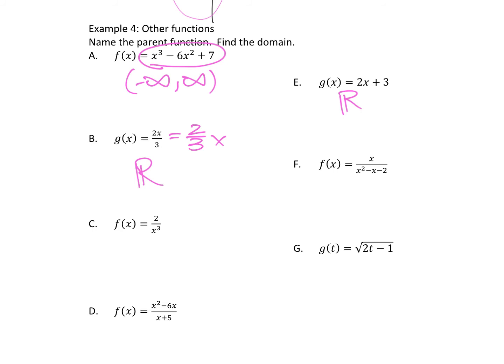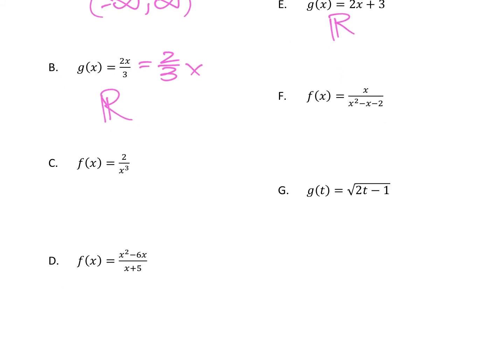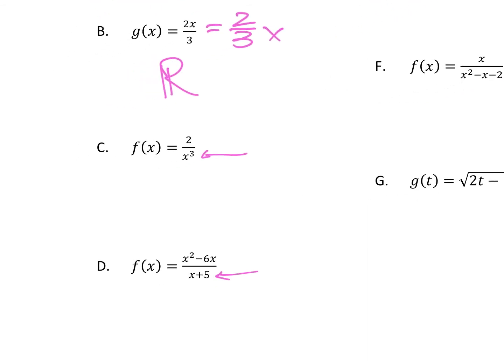Do you remember what kind of values you can't have in a rational function? The bottom. No, that's the horizontal asymptotes, but the trick to the rationals is the bottom can't equal 0. Okay? So if the bottom can't equal 0, everyone look at C. What value does not work for x then? 0. So instead of writing all real numbers or negative infinity to infinity, we write negative infinity to 0.